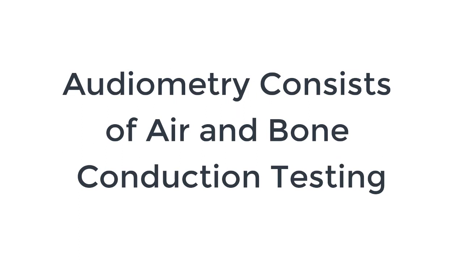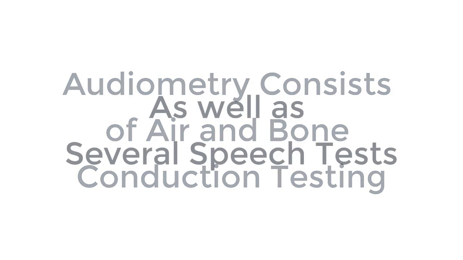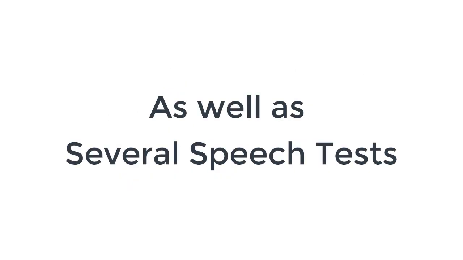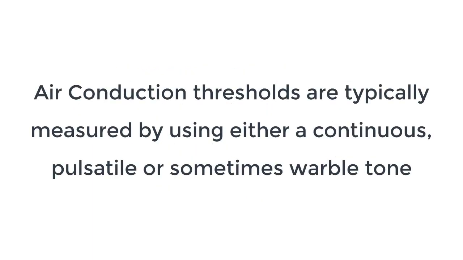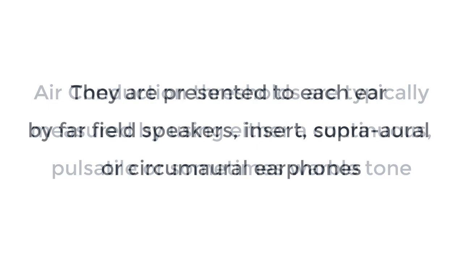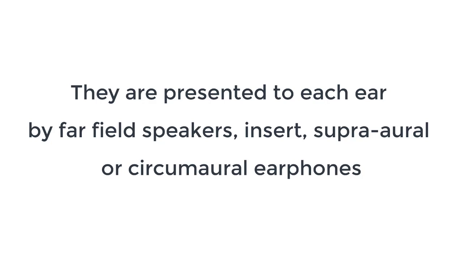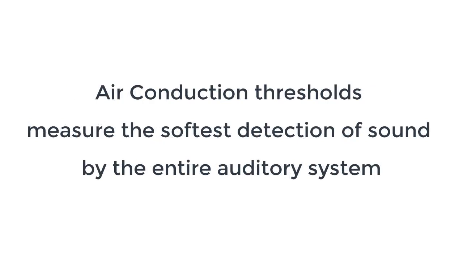Audiometry consists of air and bone conduction testing, as well as several speech tests. Air conduction is used to help determine the degree, configuration, and type of hearing loss. Air conduction thresholds are typically measured by using either continuous, pulsatile, or sometimes warble tones. They're presented to each ear by either far-field speakers, inserts, supraoral, or circumoral earphones. Air conduction thresholds measure the softest detection of sound by the entire auditory system.